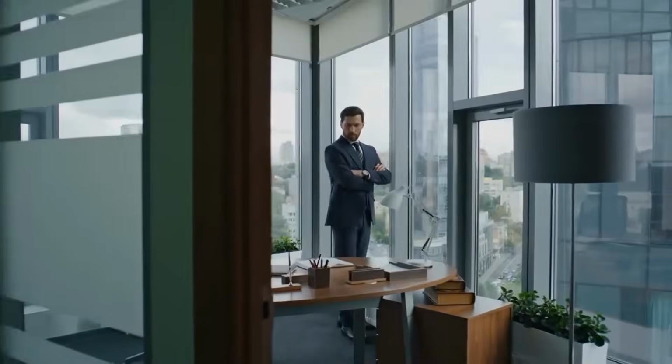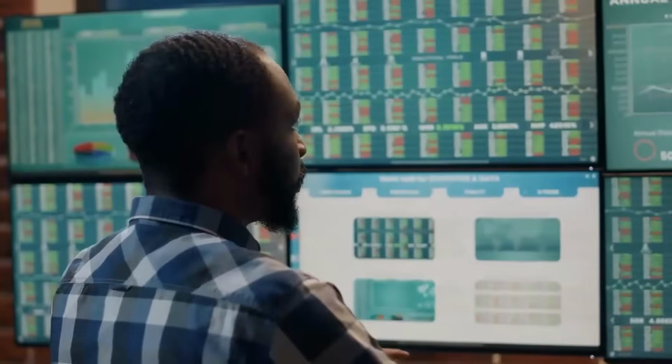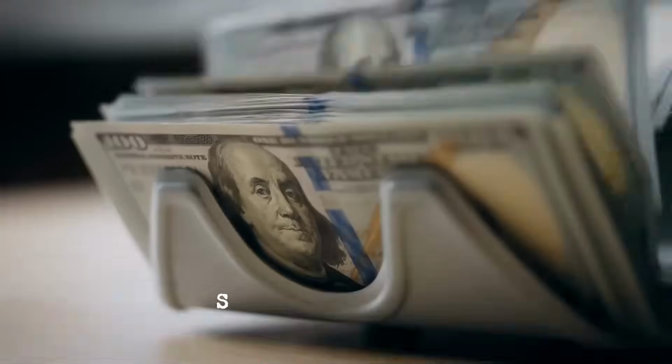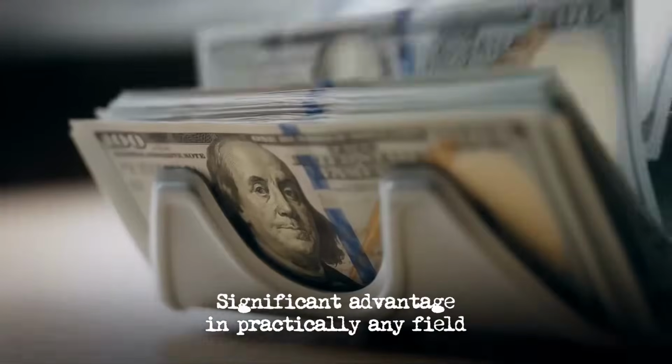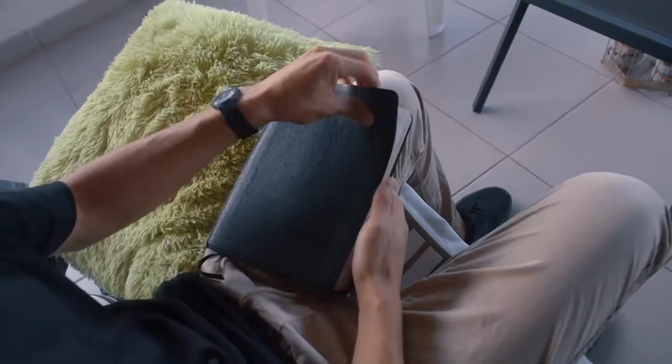Eventually, the business will expand to the point where it is so lucrative you can hire other staff members or even quit your job to concentrate on expanding the online business. Read everything you come across, even at a young age. Starting young gives you a significant advantage in practically any field. So if that's your area of interest and you start young and read a lot, you're going to succeed.